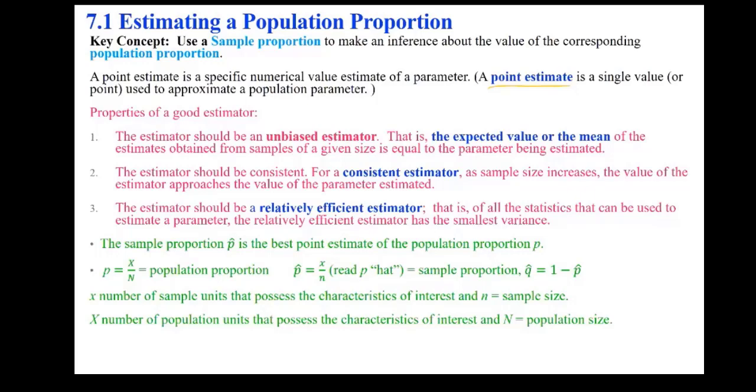And 3, the estimator should be a relatively efficient estimator. That is, of all the statistics that can be used to estimate a parameter, the relatively efficient estimator has the smallest variance. When we look up estimator, it has a specific property that we have to look into one by one. Unbiased. What is unbiased? The definition is given. We've already looked at that. And when we look at later courses, this is discussed further. The concept of unbiased estimator.